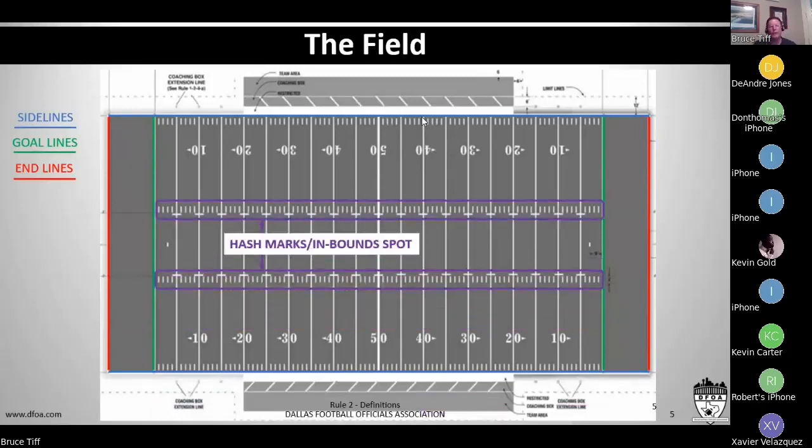Okay, everyone knows the hash marks. The actual official name really is the inbound spot. We would never put a ball in play outside of the hash marks. It's always going to be somewhere either right on the hash mark or in between the hash marks.